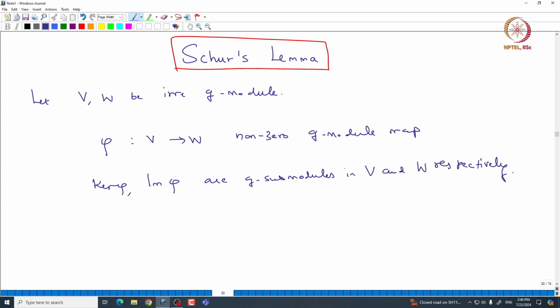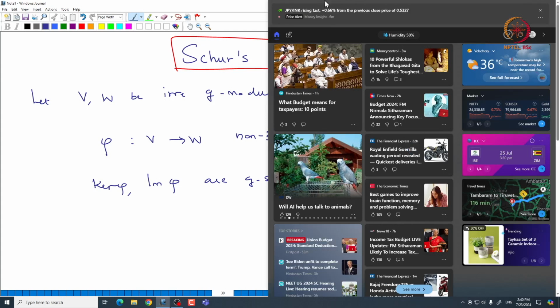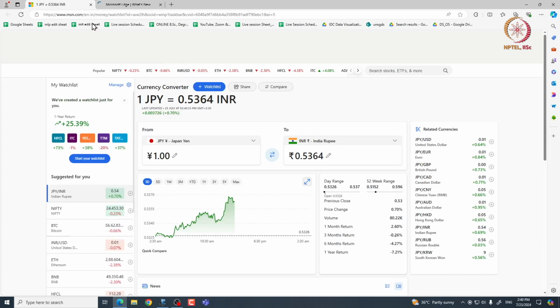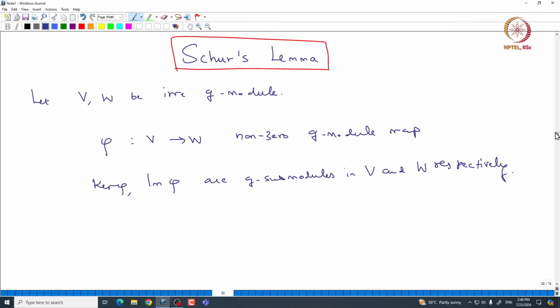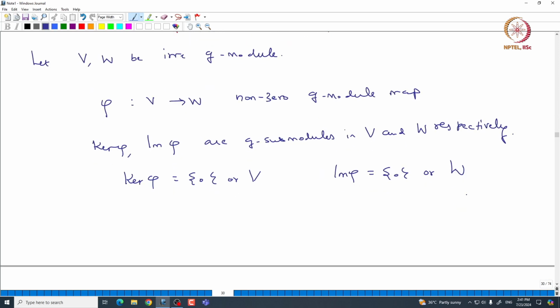So, the kernel and image are G submodules. One can immediately conclude something about them because V and W are irreducible. The kernel has to be either 0 or V, and similarly the image is either 0 or W. Now the kernel cannot be V because we have assumed that phi is a non-zero map. Similarly, the image cannot be 0, because then it would be the 0 map. So, the kernel is trivial and the image is full.